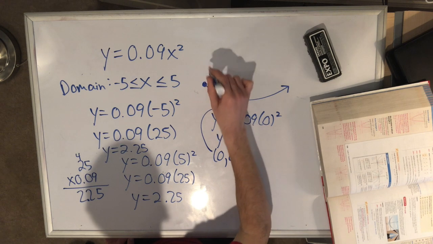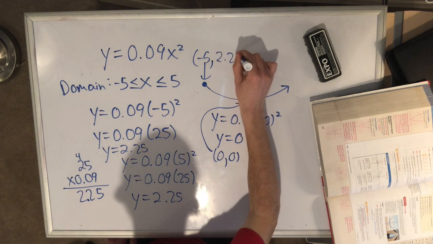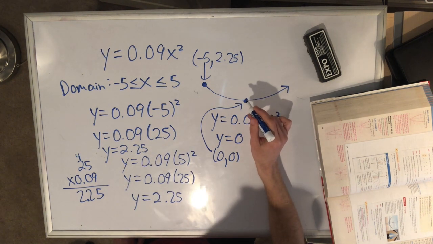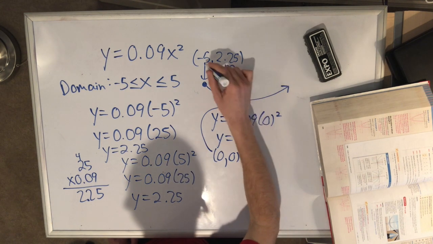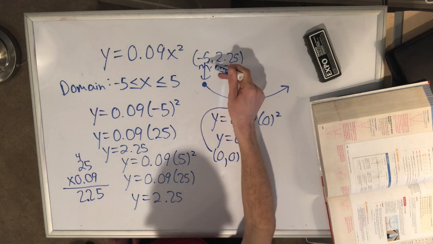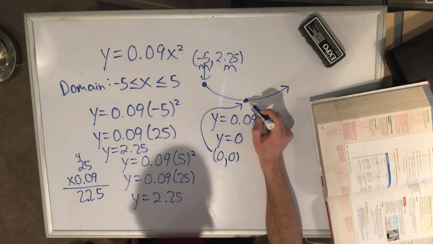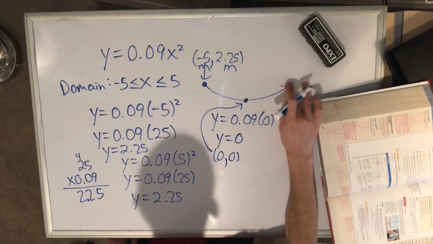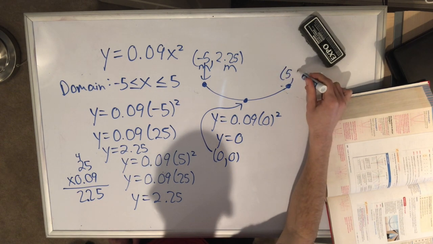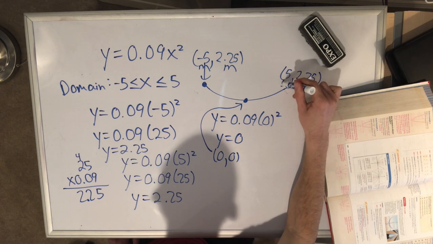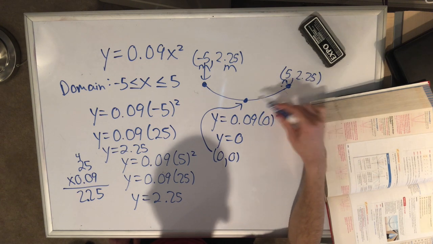Here is the point -5, 2.25 meters. -5 meters just means 5 meters to the left of the lowest point in the parabolic reflective surface. And then this point here is the point 5, 2.25. So +5 meters means 5 meters to the right of the lowest point, or of the center of the surface.